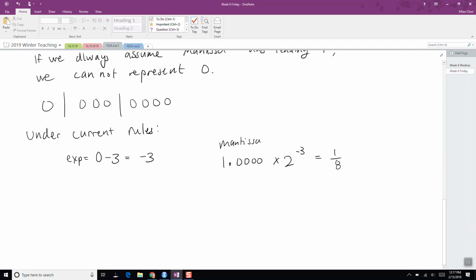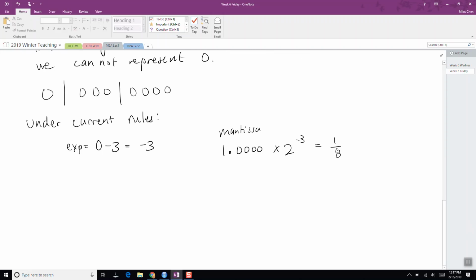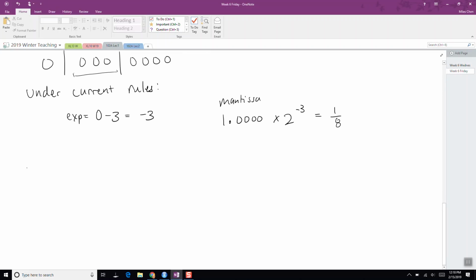So what I need is we bring in an exception, and we say if the exponent is all zeros, we are going to enter what's known as denormalized or subnormalized mode, okay? So we have an exception to the rule that the mantissa always has a leading 1, okay?